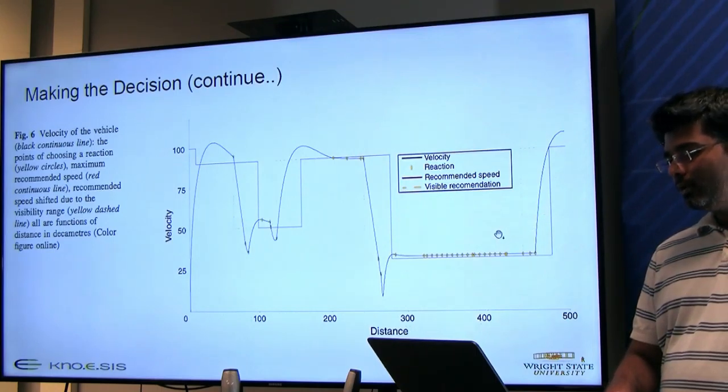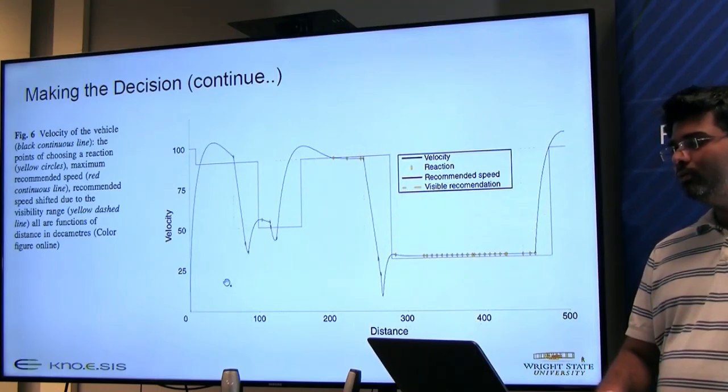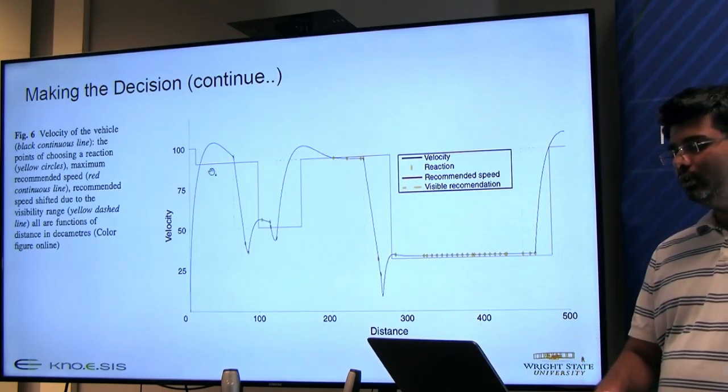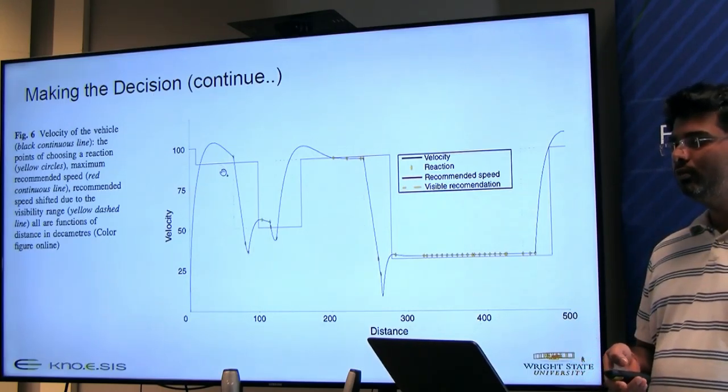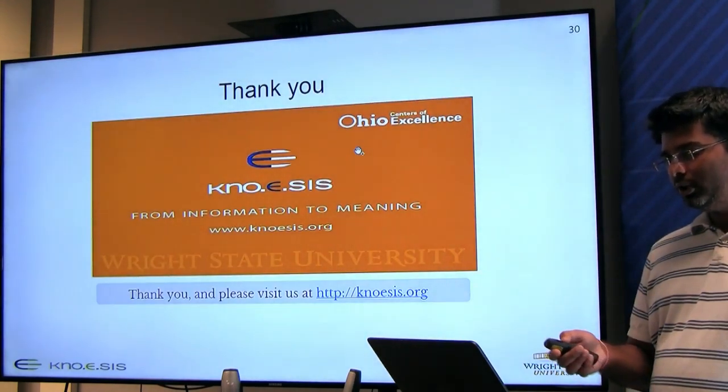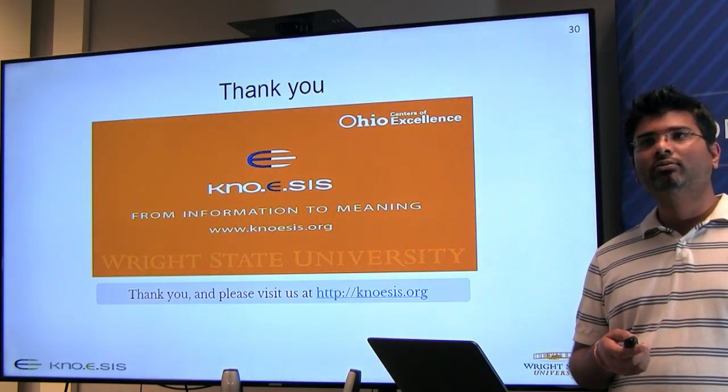So which one is the human, which one is the vehicle? I'm confused. No, it's the vehicle, but it's trying to say that this is what a human would do. Okay, so I guess that was the end of my presentation.